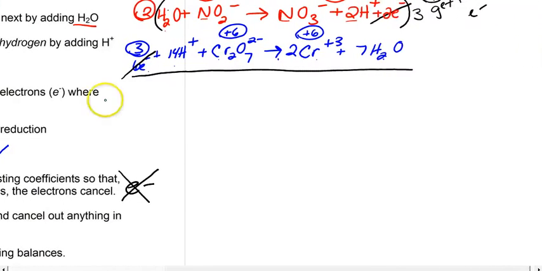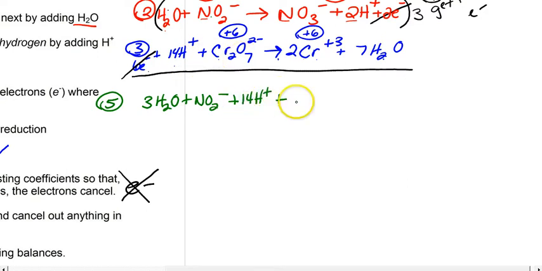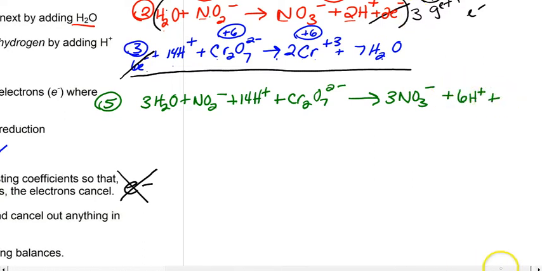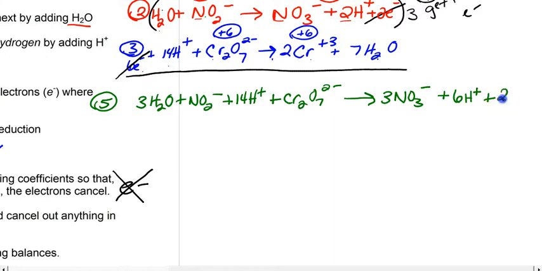So I'm going to go ahead in my step 5 and combine these together. Starting with the top reactants, I now have 3 water and 3 nitrite. Going to the bottom reactants, that canceled, so I have 14 hydrogen ion and dichromate ion. Over for my products, going back, I have 3 nitrate, and I have 6 hydrogen ion. And then going to my bottom half reaction, I have 2 chromium ion.